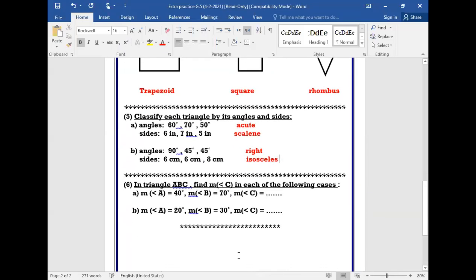The last exercise: find the measure of angle C in triangle ABC in these cases. The first: measure of angle A is 40, measure of angle B is 70. What is the measure of angle C? How can we find the measure of the unknown angle in this triangle?